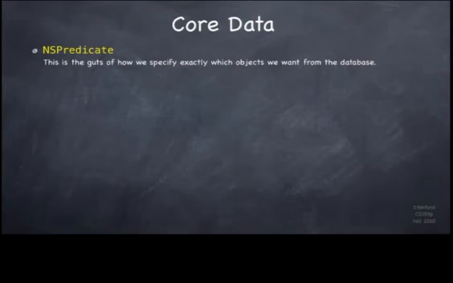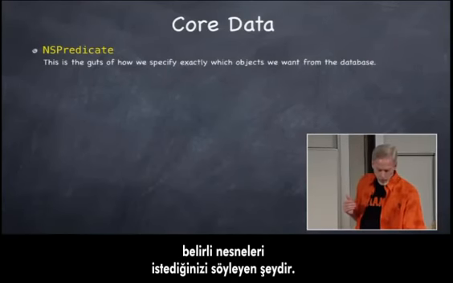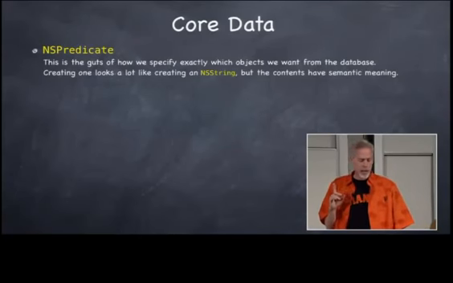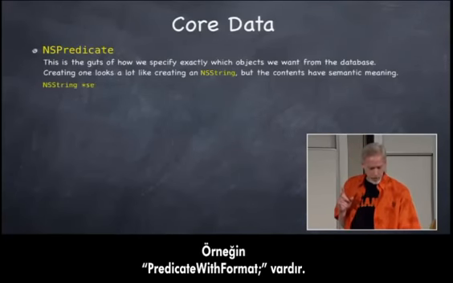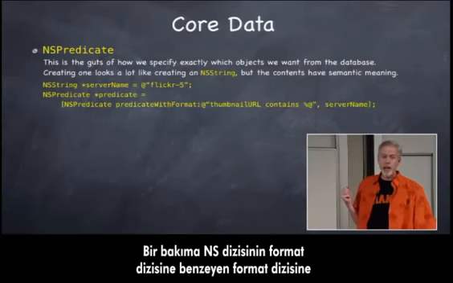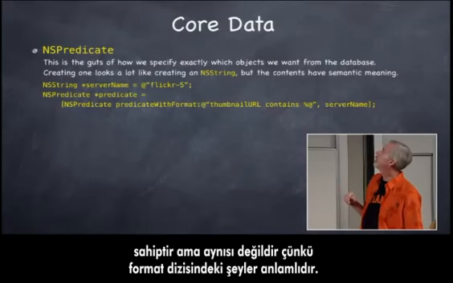All right, so NSPredicate. So this is really the guts of the fetch request. This is really the thing that says which particular objects you want. Creating one looks a lot like creating an NSString. For example, there's this predicate with format colon, it's got a format string, which kind of looks like an NSString's format string.